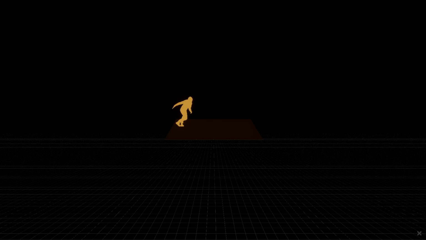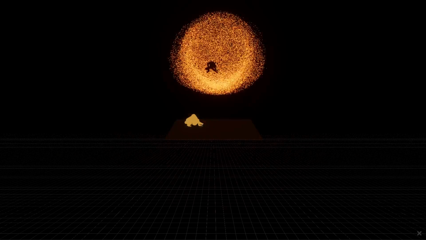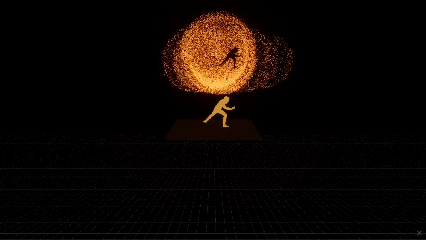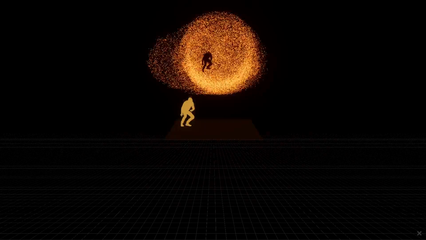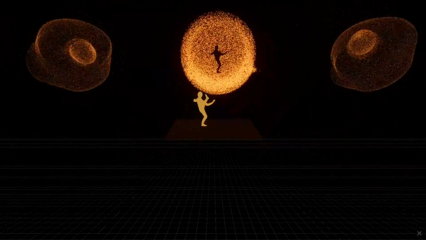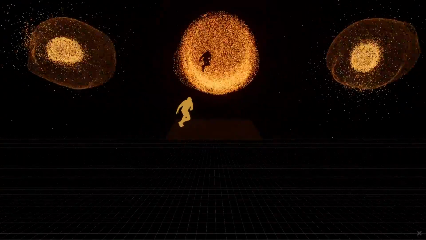Here, we find a figure practicing capoeira in the middle of a vast open space. As time goes by, the sun appears. But this sun is a special one, because it's audio reactive. Then, two vortex-like systems come into play, and you realize that the sun is being pulled into them.